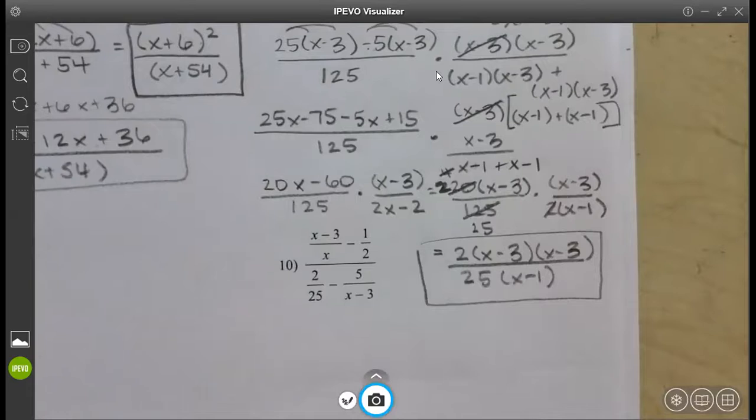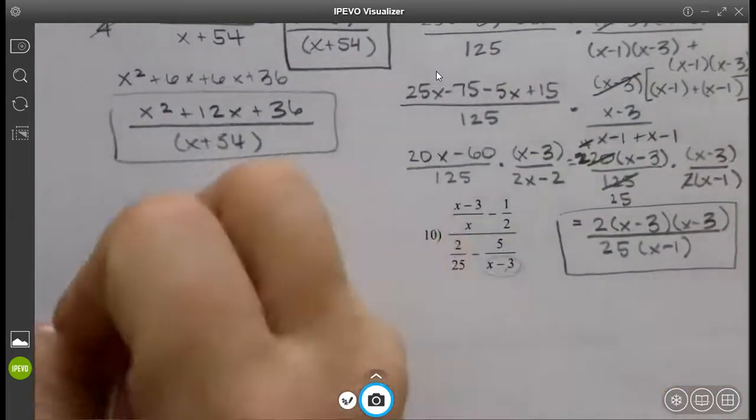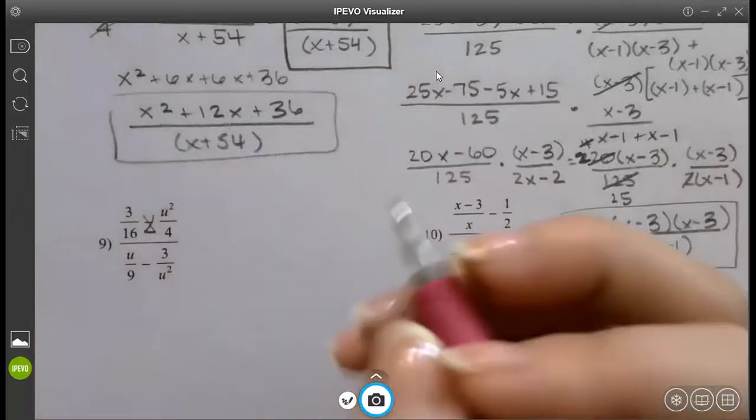The next one is not going to be as bad because it doesn't have the x minus 3 in the bottom. Anytime the denominator has an add or subtract, that's when your problem is going to be the longest, okay? But on these, this one should be a little bit shorter. Same thing, we're going to cross multiply.